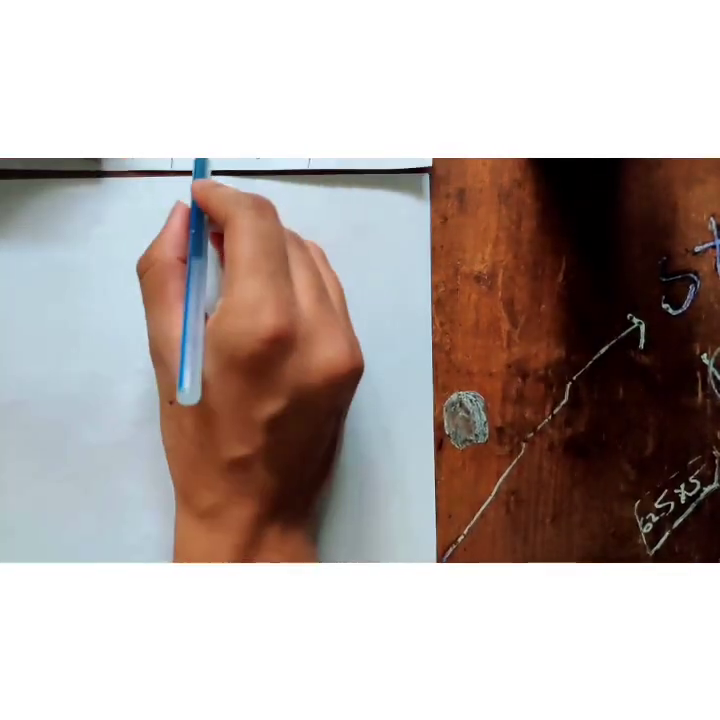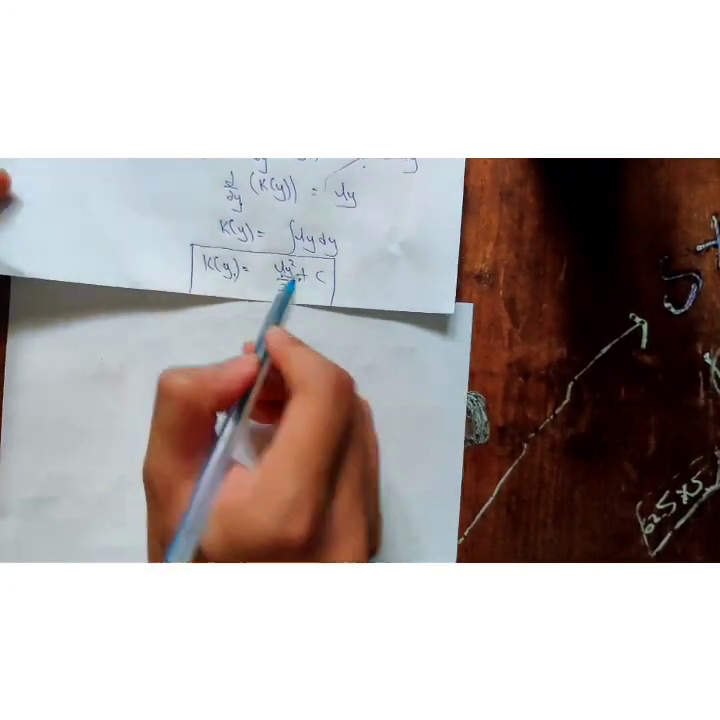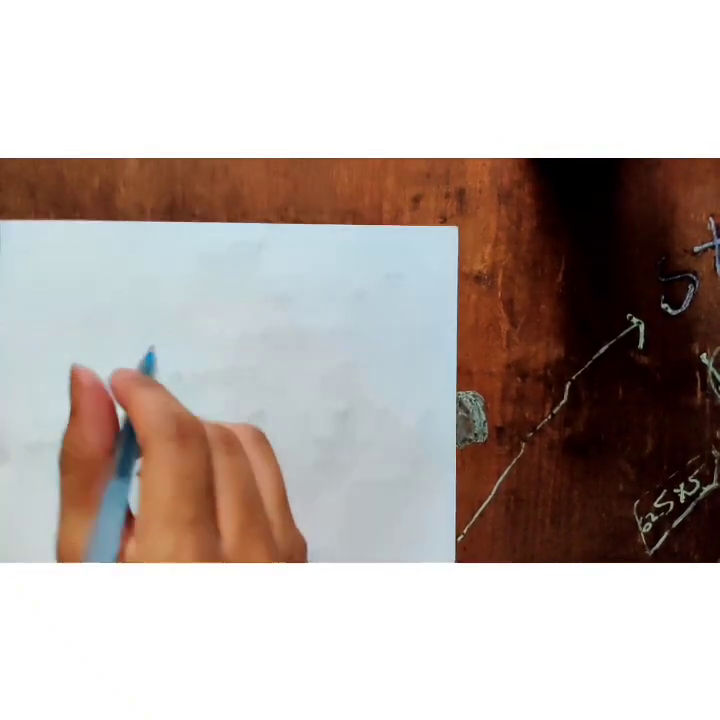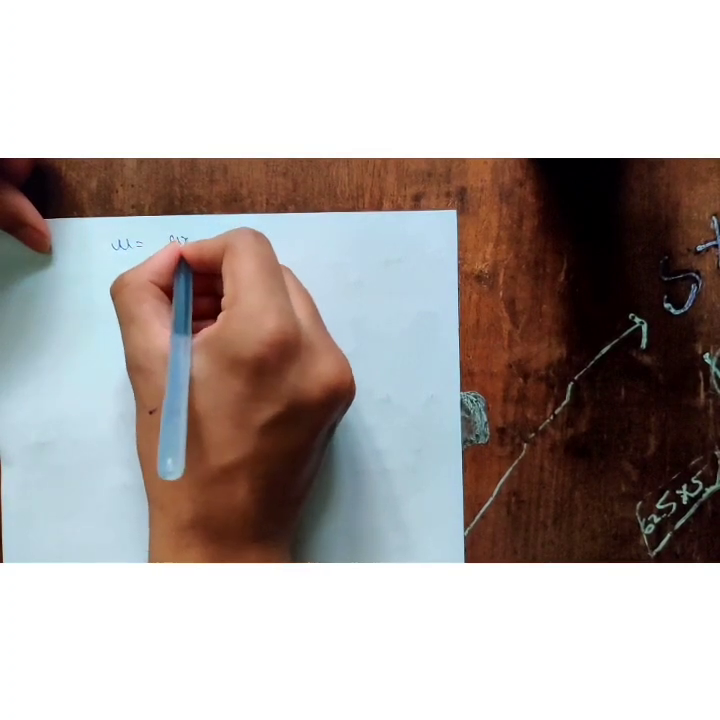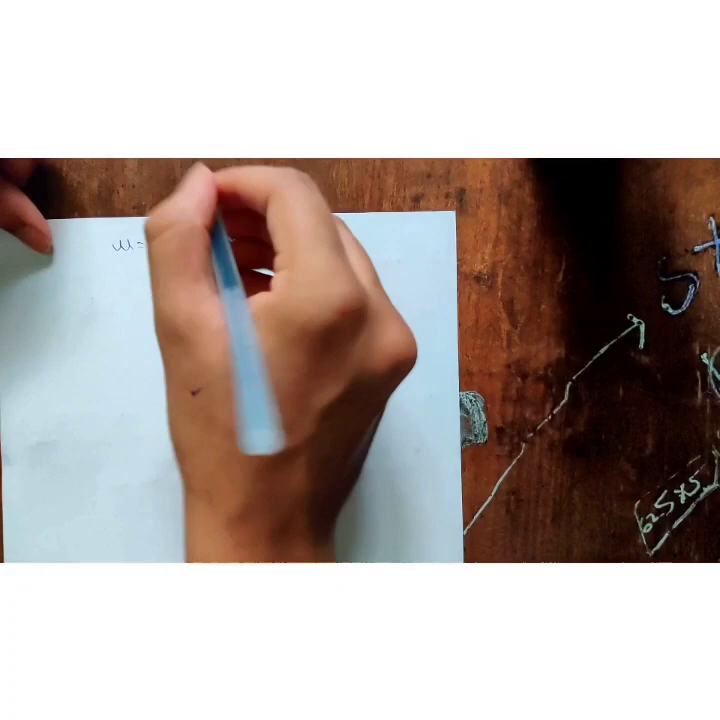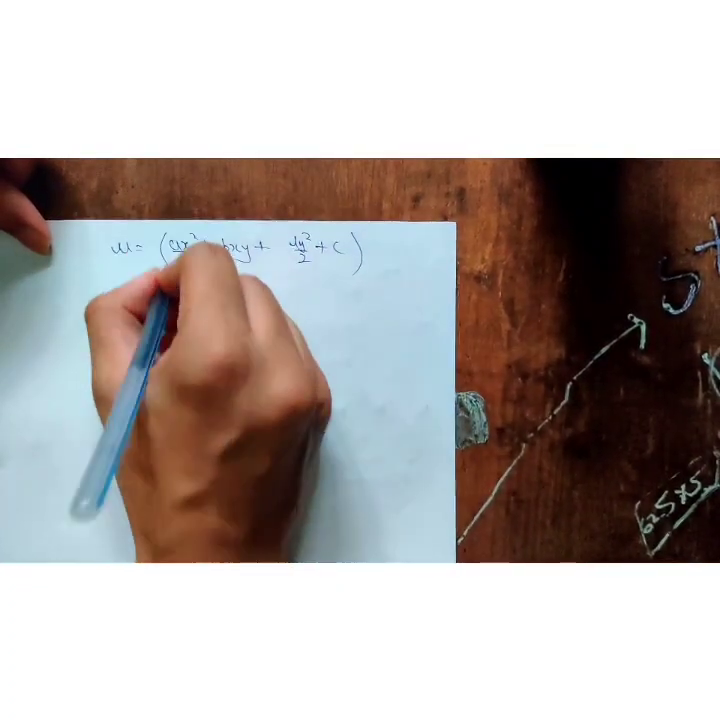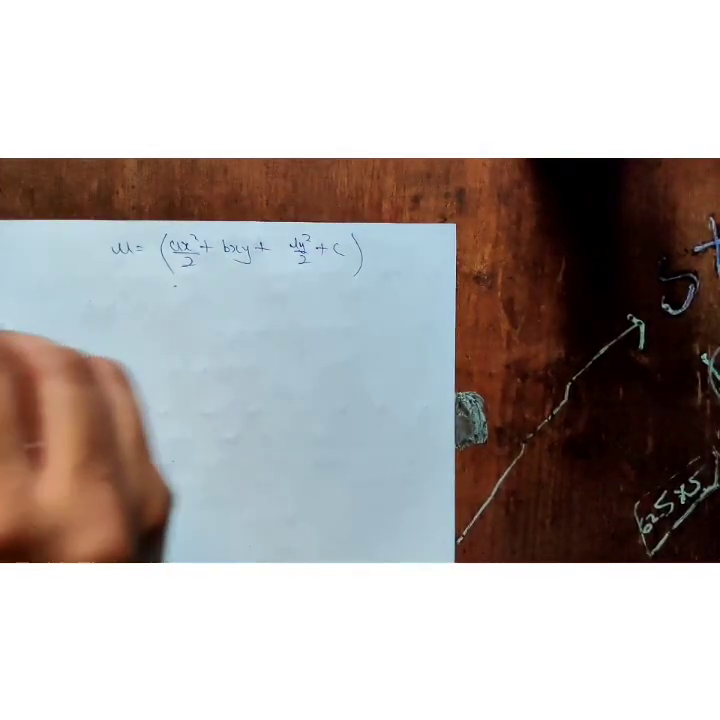Okay. Now what? Now it's simple. Simply put this value, k(y) equal to ly²/2 plus c, here where we have derived u. So writing it down again, we get u is equal to ax²/2 plus bxy plus k(y), which is ly²/2 plus c. I hope it is clear till now.